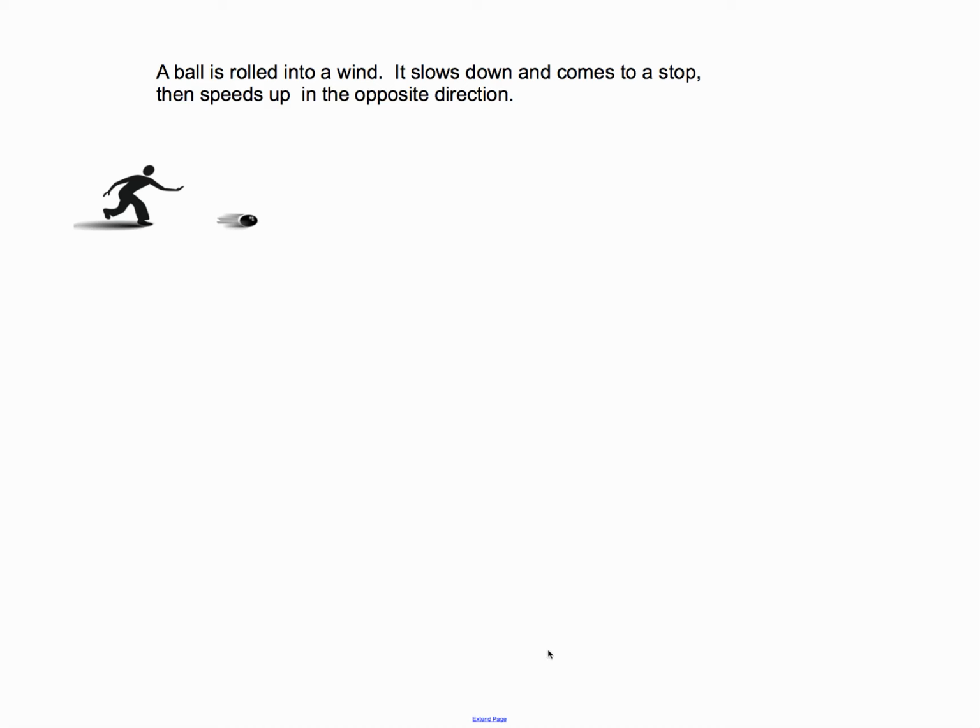A ball is rolled into a wind, it slows down and comes to a stop, and then speeds up in the opposite direction. I'm going to draw the dots for the motion diagram for this motion, starting here. So at time 0, there, and then there, and then there, and we put them closer together to show that it's slowing down. And maybe by that point it comes to a stop. And maybe it then turns around and comes back in the opposite direction.